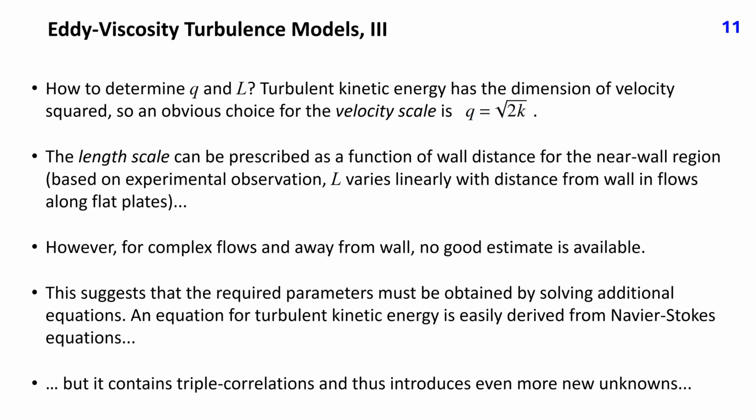Turbulent kinetic energy has a dimension of squared velocity, so an obvious choice for the velocity scale is Q equals square root of 2k. The length scale can be prescribed as a function of wall distance for the near wall region in boundary layer flows. Based on experimental observation, L varies linearly with distance from wall in such flows. However, for complex flows and away from wall, no good estimate is available. This suggests that the required parameters must be obtained by solving additional equations. An equation for turbulent kinetic energy is easily derived from Navier-Stokes equations, but it contains triple correlations, that is, average products of free fluctuations, and thus introduces even more new unknowns. The equation is shown in the next slide.